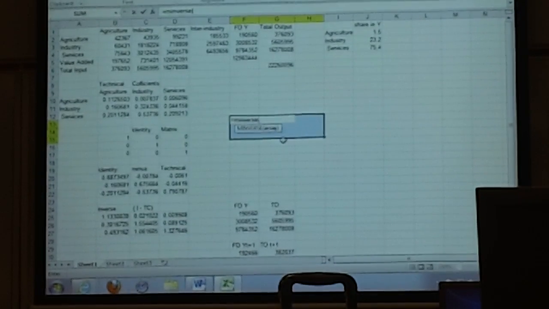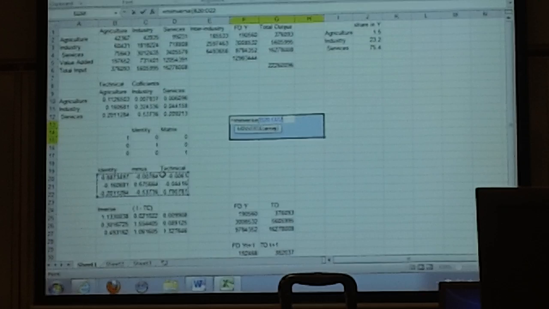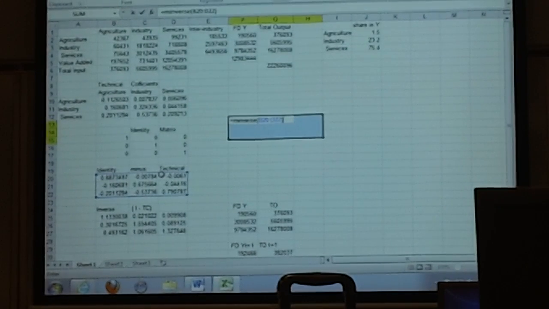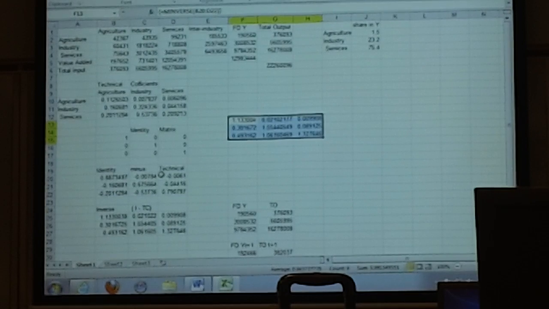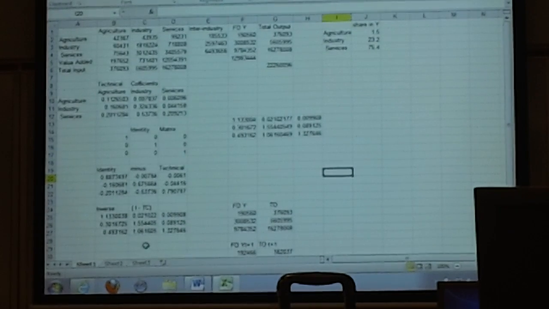Open parentheses, and then you take this thing, like that, close it, and press Control, Shift, Enter. And there it is. It's just awesome. That gives you the inverse. That's sweet. It is very sweet. These numbers are exactly the same as these.